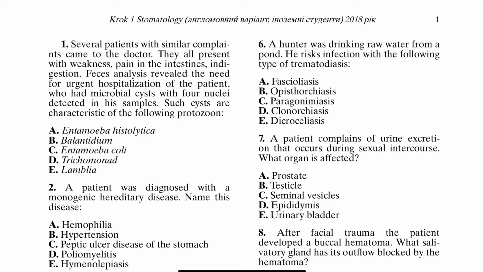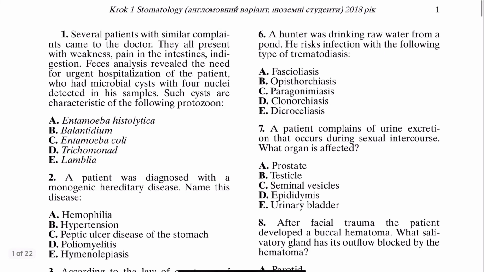The first question asks about a patient that came to the doctor. They have weakness, pain in the intestines, indigestion. But here we see that they found in his intestine a microbe with four nuclei. So a four-nuclei microbe is a parasite called Entamoeba histolytica. Okay, it has four nuclei in its structure.